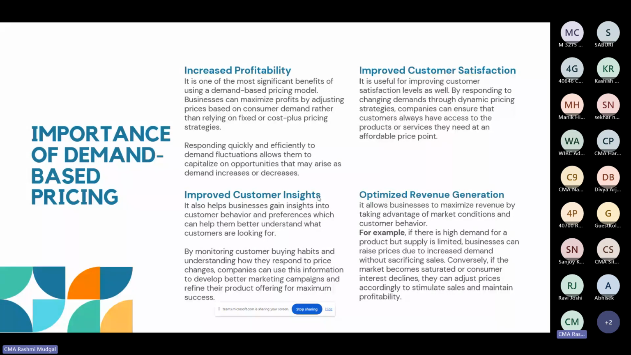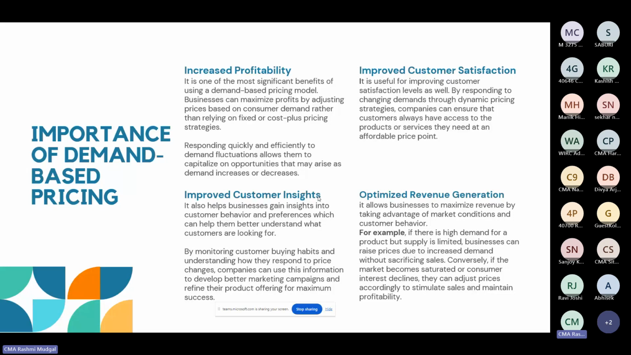Next is improved customer satisfaction. People seek the times when demand is less and go then, so that capacity can be utilized. So it is useful for improving customer satisfaction as well. By responding to changing demand through a dynamic pricing strategy, companies can ensure that customers always have access to the products and services they need at an affordable price point. We are not going to stop going out while the demand is less. I want everyone to see my product and know it is available in the market whenever they want. So even if there is no demand, I will still make a profit out of that also.